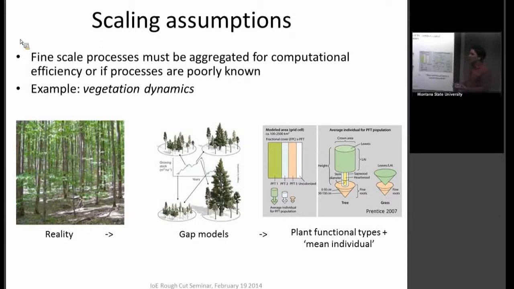And so I'd like to use the example of vegetation dynamics as a scaling issue in ecology, because it's something that we've been unable to really solve effectively. Here's our real forest. We have lots of different individual trees. And if we were to zoom out to look at the landscape, we would see that the landscape is quite heterogeneous in terms of the species within a landscape and the ages of those species, or the number of cohorts within a species across that landscape.